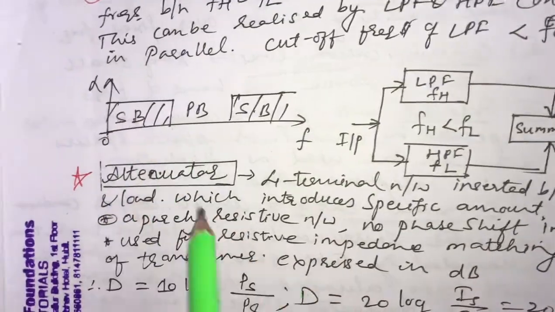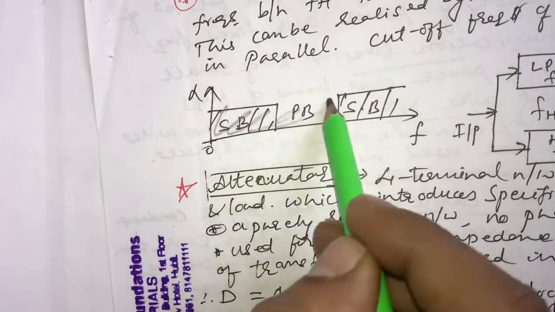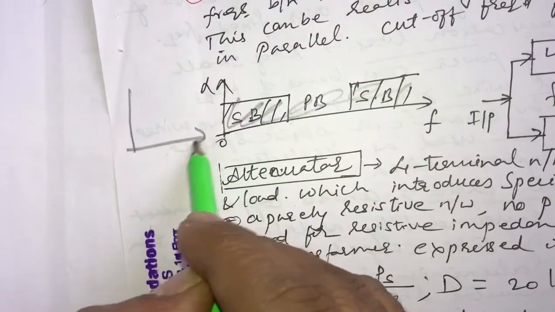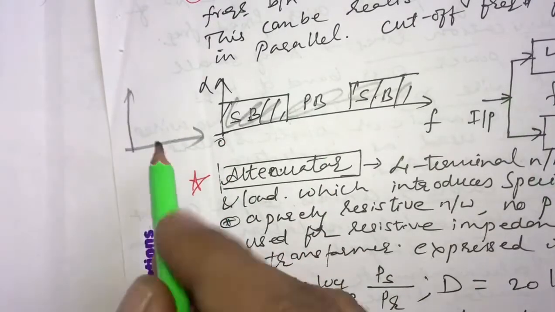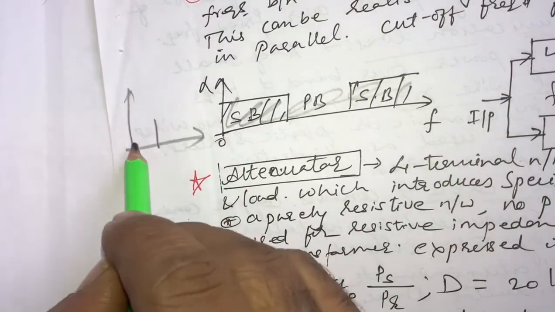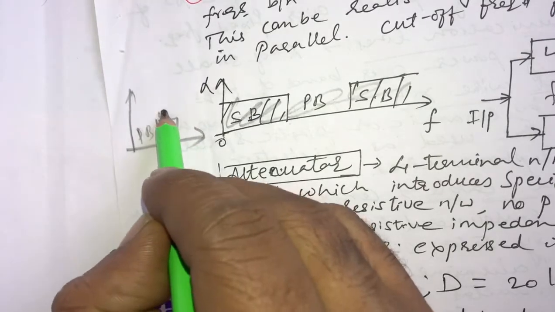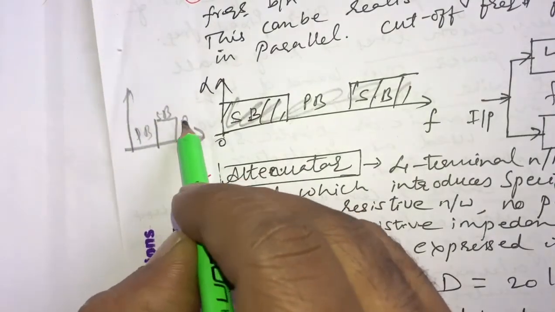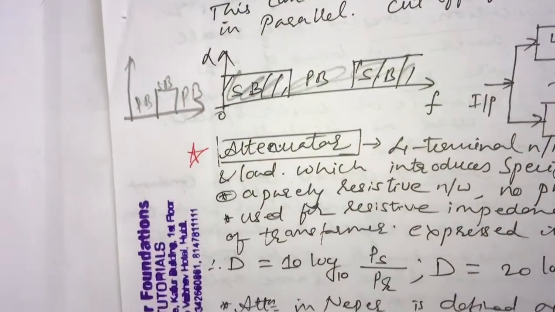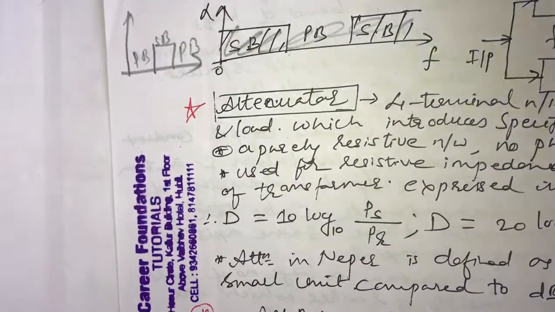So things have to be changed here, because see here, 0 to 5k has to be passed, 5 to 10k has to be stopped, and more than 10k has to be passed. So it's a total opposite. See here, the correction has to be made.